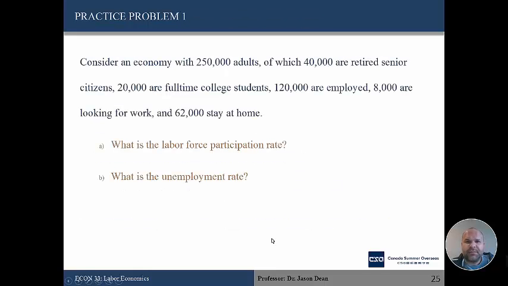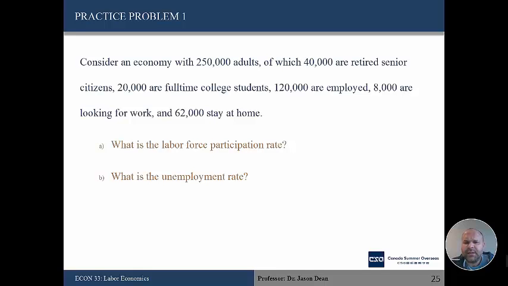Okay, let's do some practice problems. So this is an easy one. We have an economy with 25,000 adults, of which 40,000 are retired senior citizens, 20,000 are full-time college students, 120,000 are employed, 8,000 are looking for work, and 62,000 stay at home.